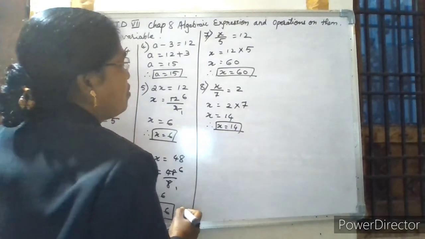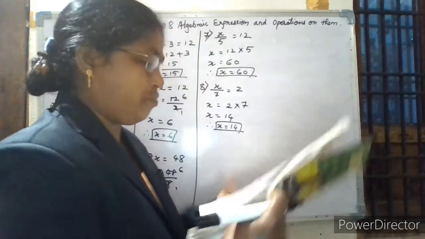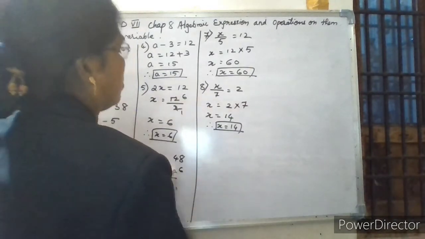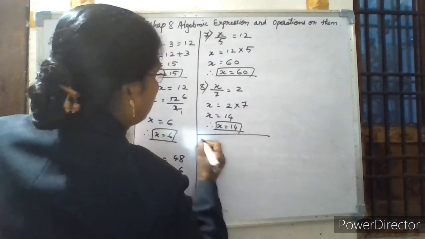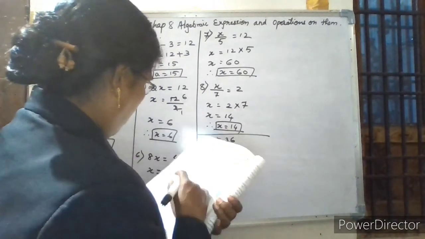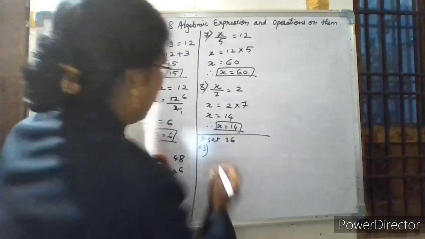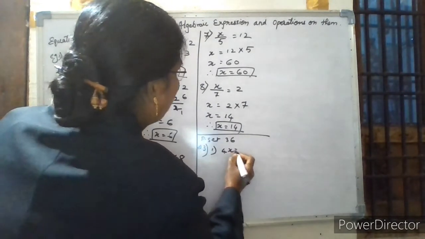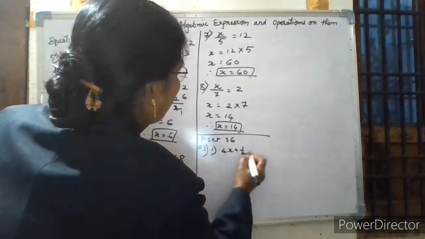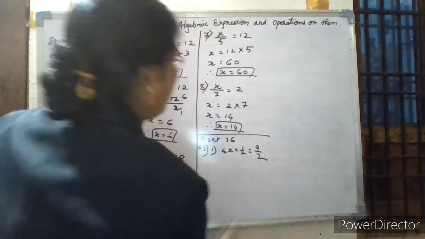Now we will solve some sums of practice set 36. Practice set 36, question number 3. Look at the first question: 4x plus 1 by 2 equal to 9 by 2 is given. How to solve this?